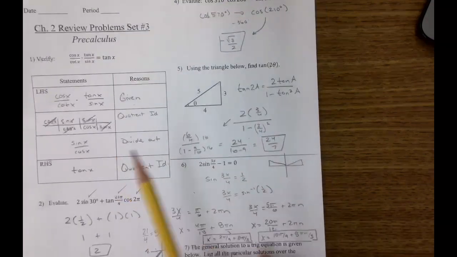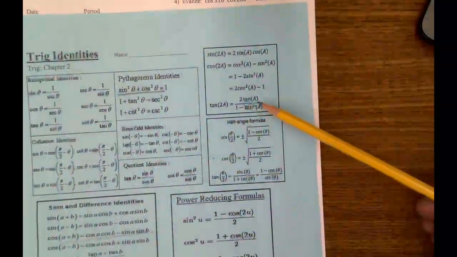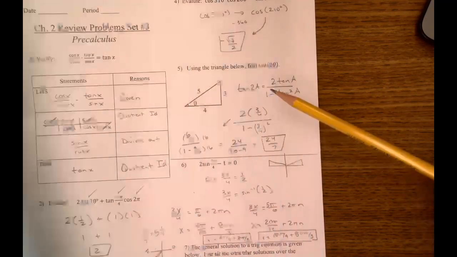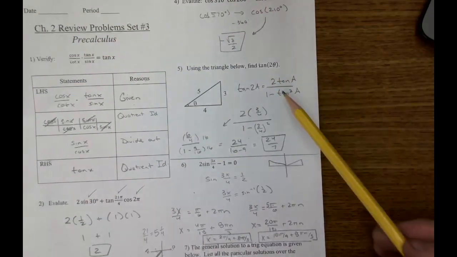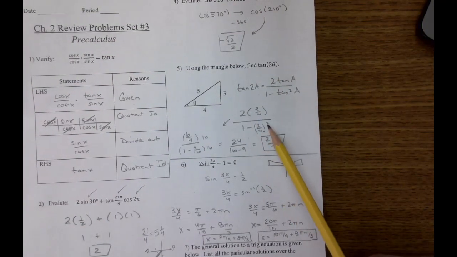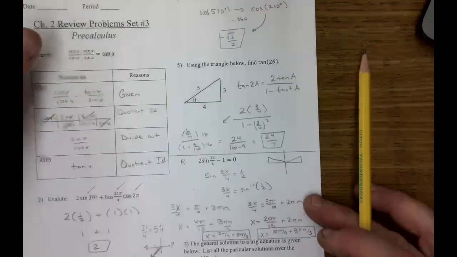Cosine there. Tangent of a double angle. Well, tangent of a double angle, I have to do all this. I just can't multiply by 2. I have to do all of this work right here, which calls for 2 times the tangent over 1 minus the tangent squared. Do my computation, I will get down to 24/7.